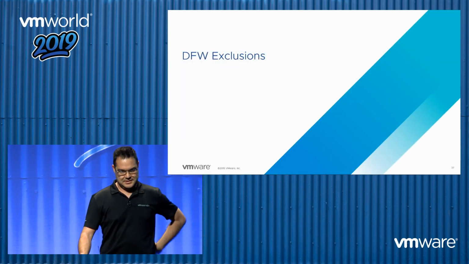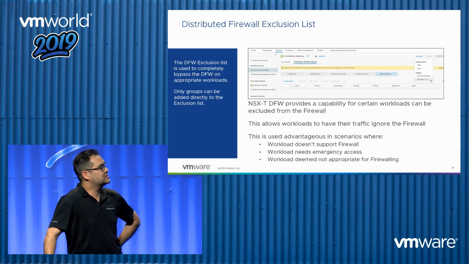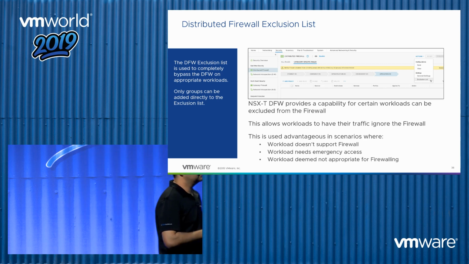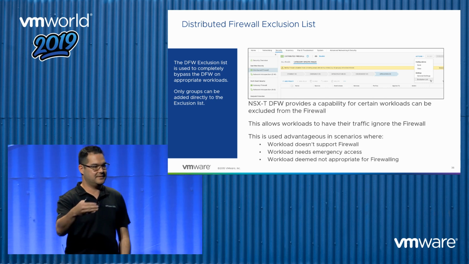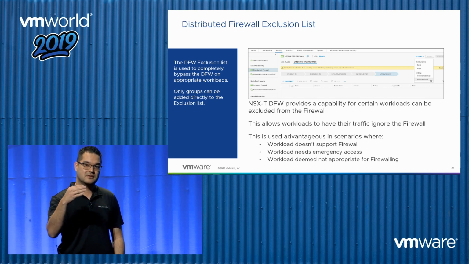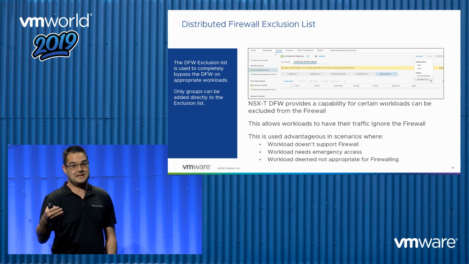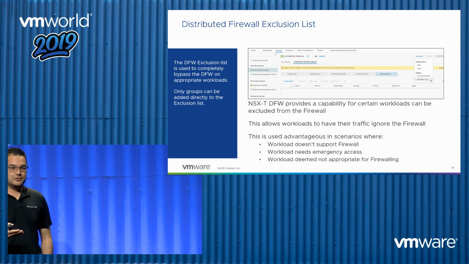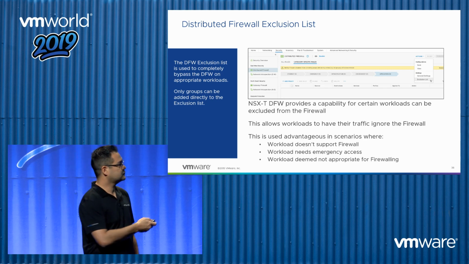DFW exclusions. So we have the ability within the distributed firewall to actually exclude workloads from being firewalled. And what that will do if you use the DFW exclusion list is it will not instantiate a filter, that VMware SFW2 concept. It won't actually build that on the VNIC. So if it doesn't exist, it can't be firewalled. You can put VMs into a group, and that group can then be put into the firewall exclusion list.